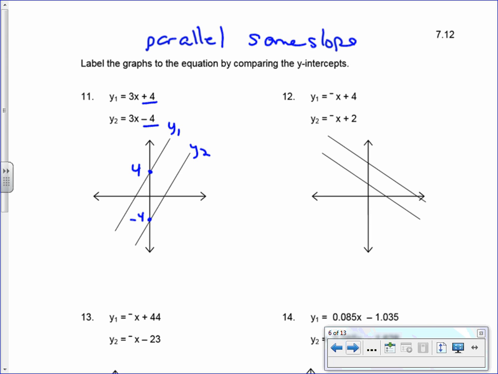On number 12, they both have a slope of -1. They're parallel. They both go downhill. This has a slope of 4. This has a slope of 2. So here's my 2 y-intercepts. If one of those is 2 and the other one is 4, the 2 has to be the lower one. The 4 has to be the higher one. So this one's y1 and this one's y2.